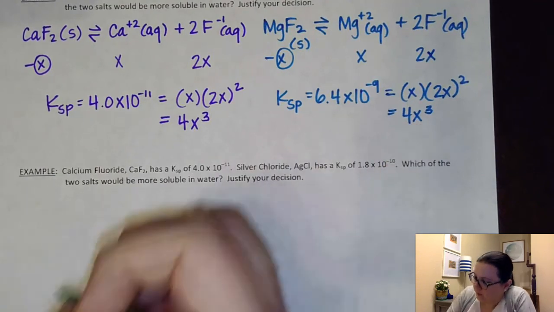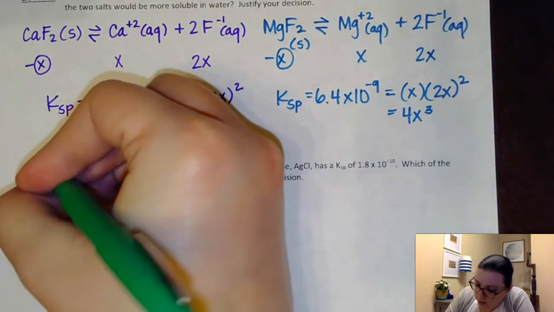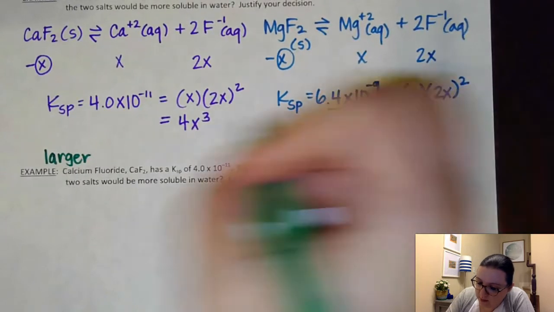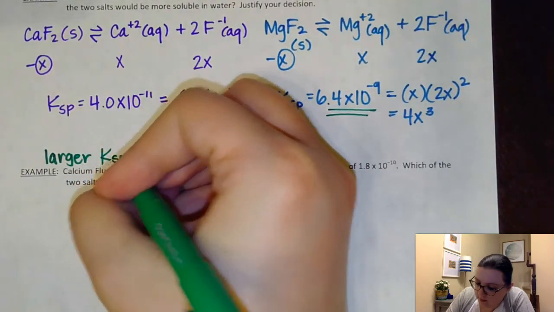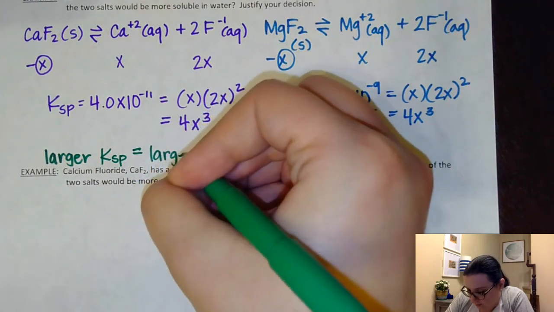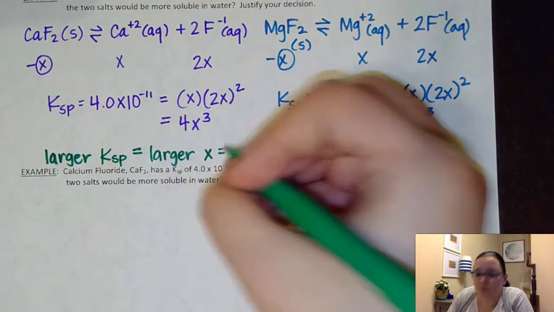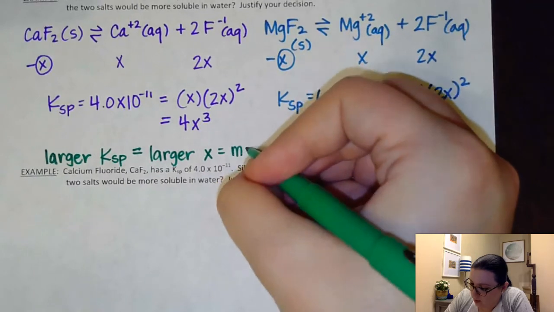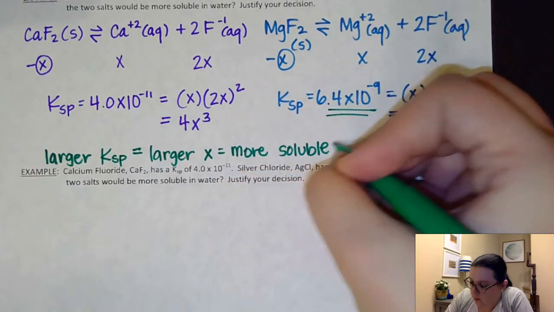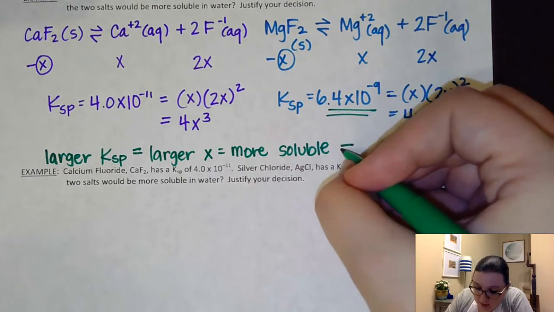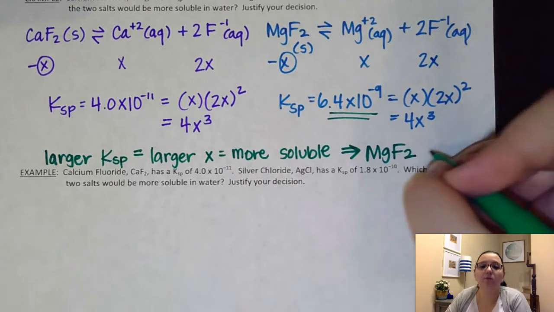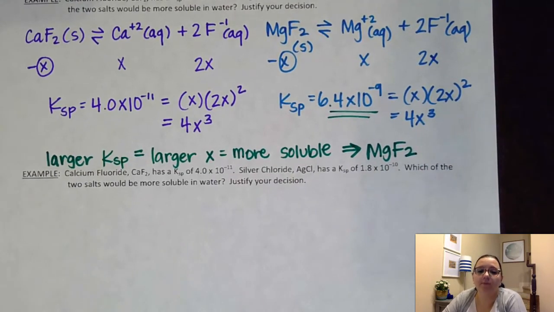So the larger Ksp here gives a larger value for x, which means it is more soluble. So my winner chicken dinner here is the MgF2. The MgF2 is a more soluble salt.